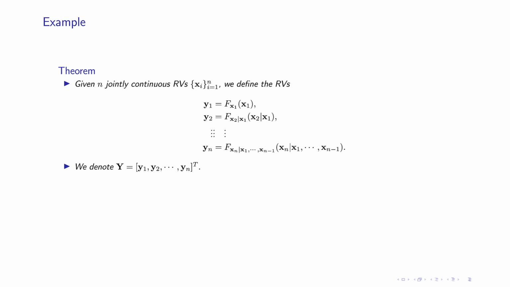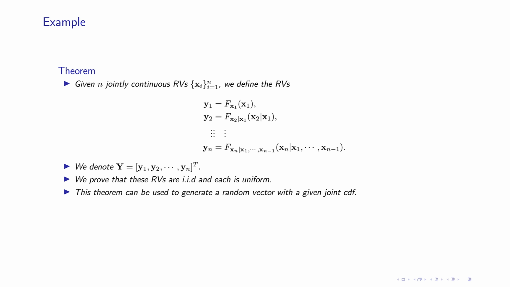So first we denote y as a random vector, a column random vector. The transpose means that y is equal to y1, y2, to yn. And now we want to find the joint distribution of this random vector. So we want to prove that these random variables are independent and have identical uniform distribution over 0, 1.